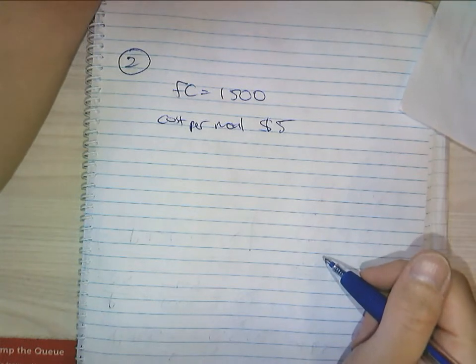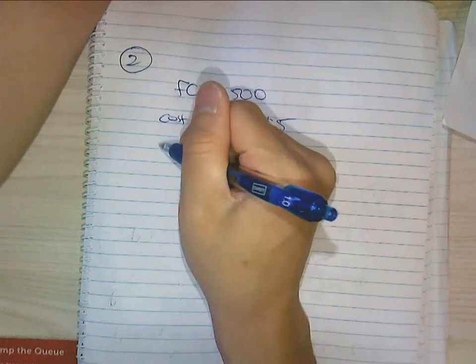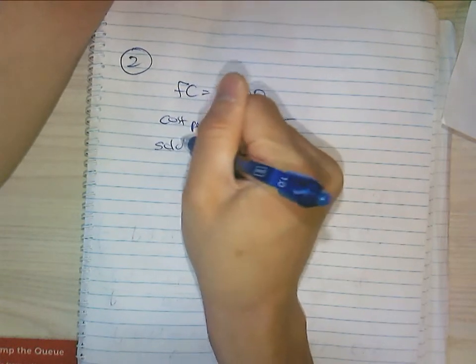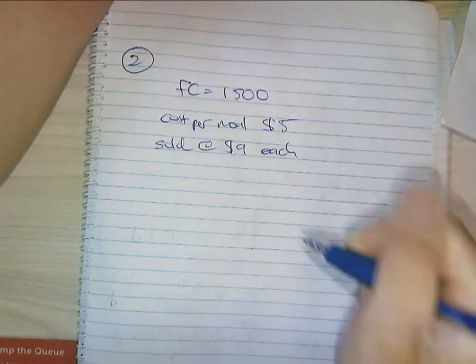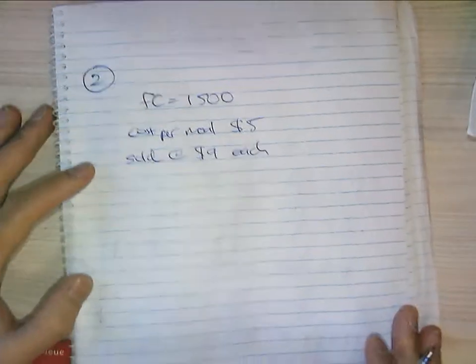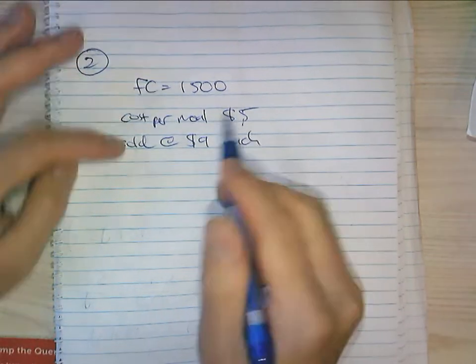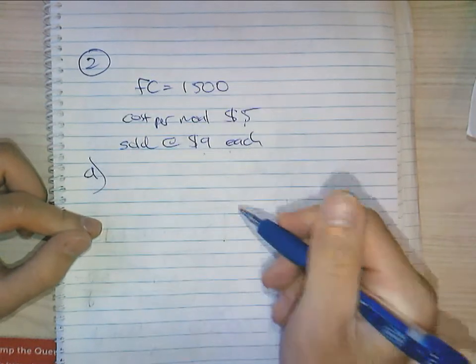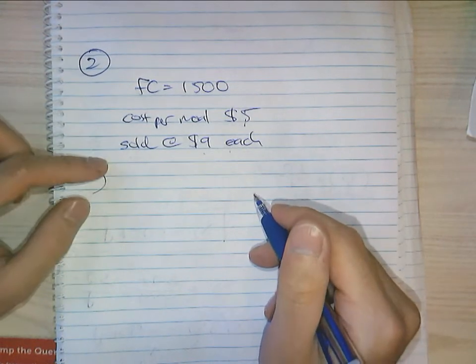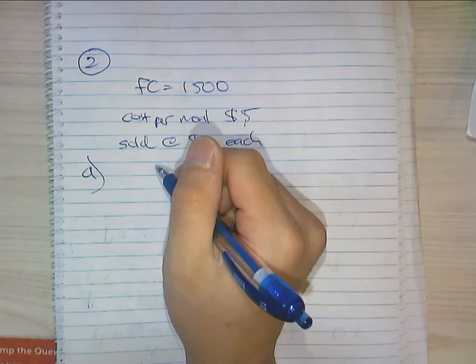And it also says here, and are sold at a fixed price of $9 each. So sold at $9 each. So there's our story. We've got a fixed cost of $1,500. Cost per meal is $5, and it's sold at this canteen at $9 each. So for part A, our job is to generate both a total revenue and total cost function, I should say.